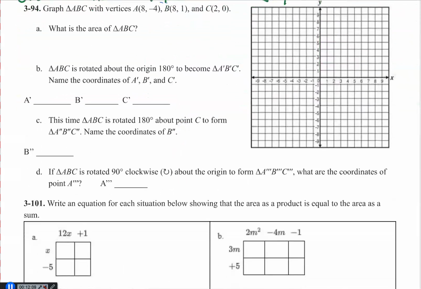34. Graph the triangle ABC with these vertices. A is 8, -4. B is, so we'll call that A. B is 8, 1. And then C is 2, 0.